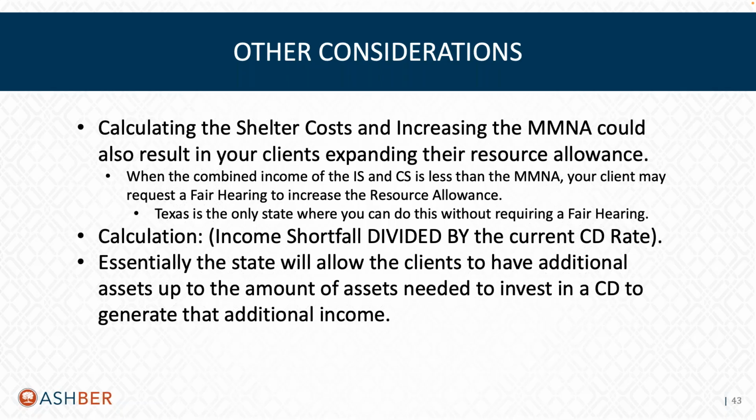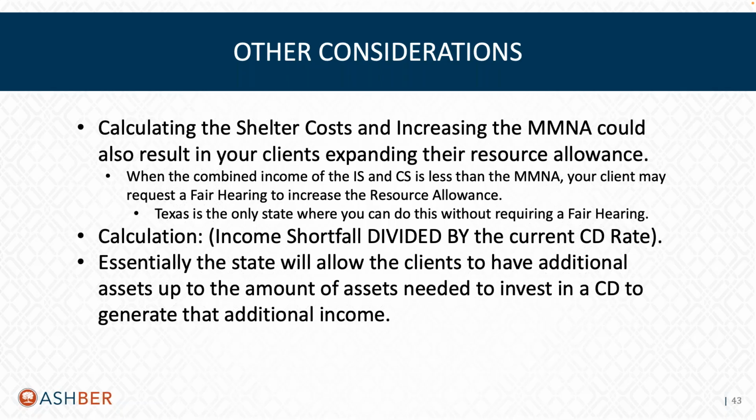But basically, I'm not going to get into the actual calculation of this, but the basic calculation is whatever the income shortfall is to the MMNA, that's going to be divided by the current CD rate.